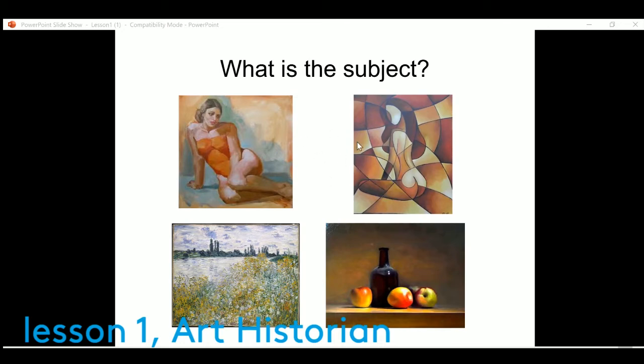So the next slide is what is the subject. The subject can be figurative. When you talk about figurative, you must have a human form figure. So this is abstract figurative. You can see it is being splashed with different forms, but you can still see the shape of a human, so that's why we call it abstract figurative.